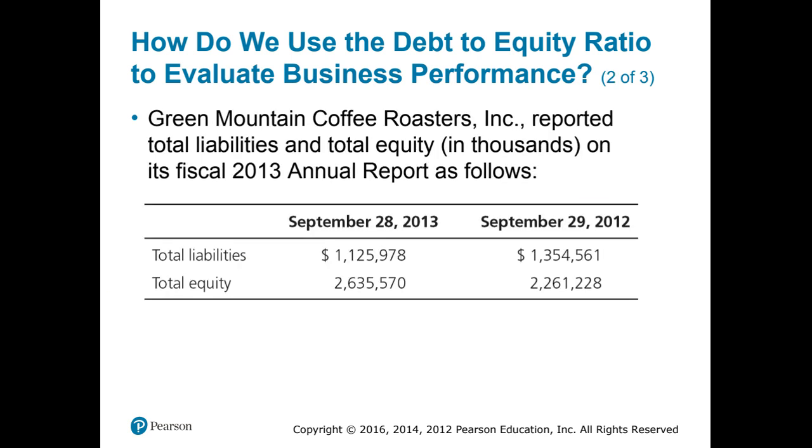So how do we use the debt to equity ratio to evaluate business performance? Green Mountain Coffee Roasters reported total liabilities and total equity, in thousands, on its fiscal 2013 annual report as follows. So here we're saying that on September 2013, total liabilities were this, total equity was this. In 2012, our liabilities were this, and our equity was this. So did our liabilities go up or down from year to year? No, down. They went down.